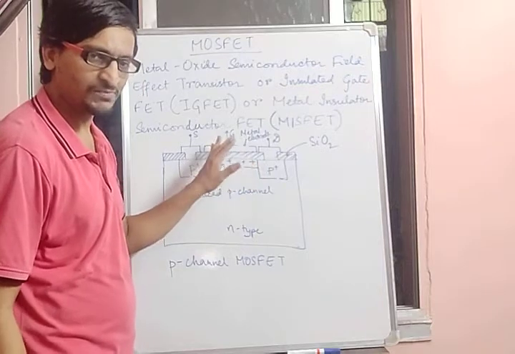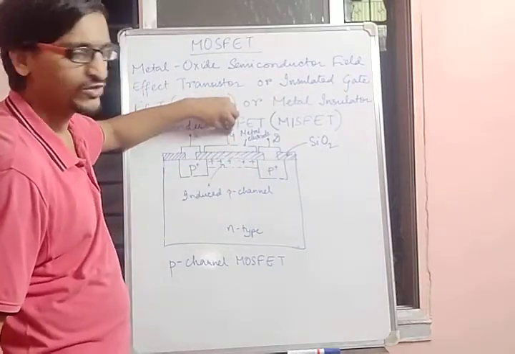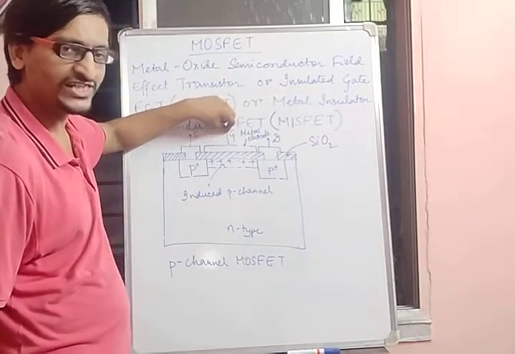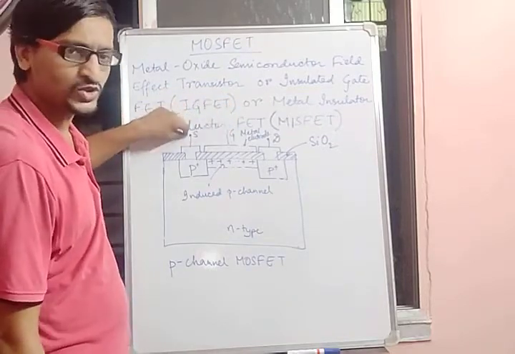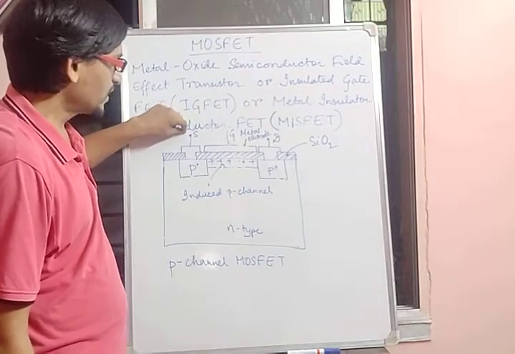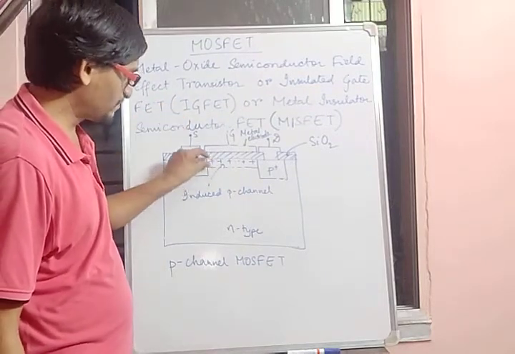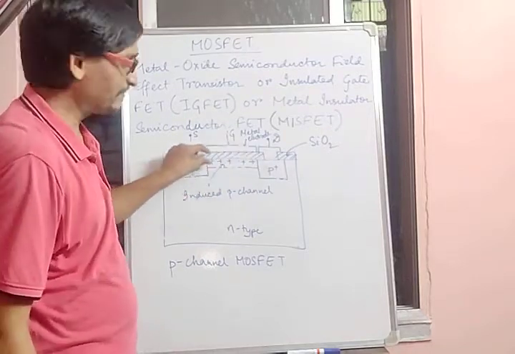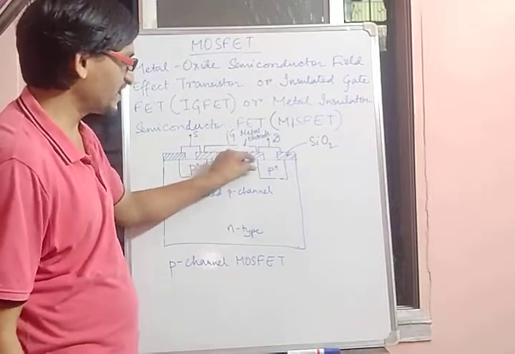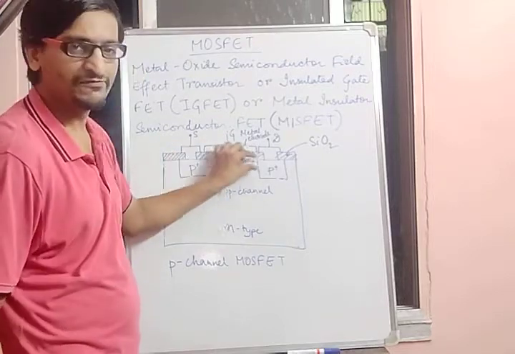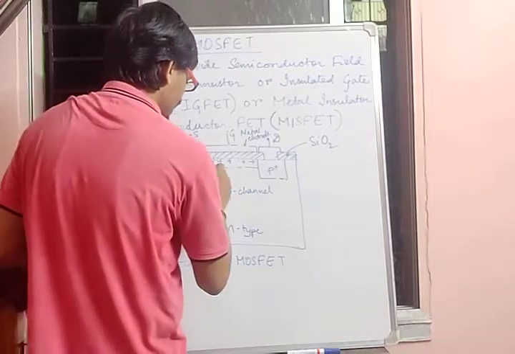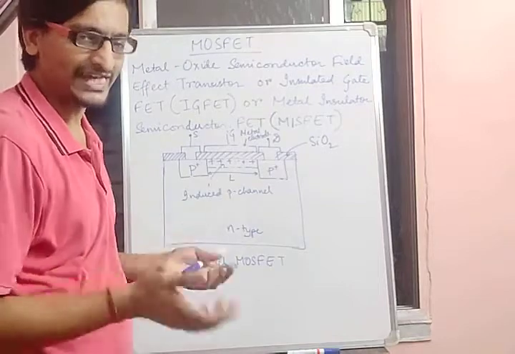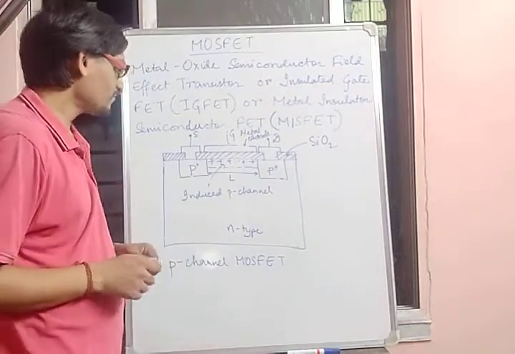Initially this was not present. Whenever we apply a negative voltage at this gate terminal with respect to source, what will happen? The positive charges, which are nothing but holes, will accumulate here, and as a result a channel will be formed. This length, denoted by capital N, is called the channel length of the channel.